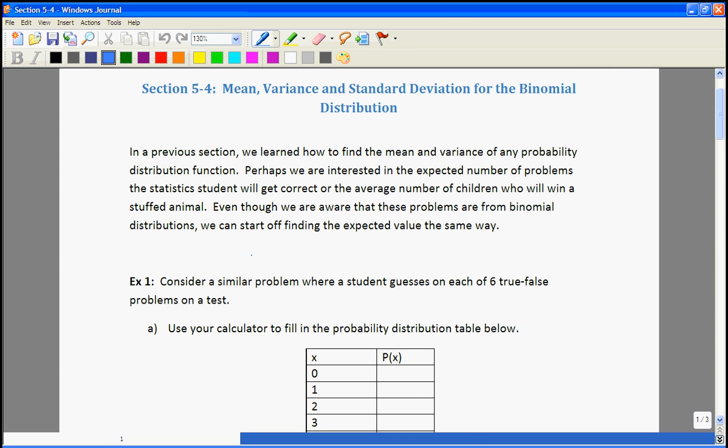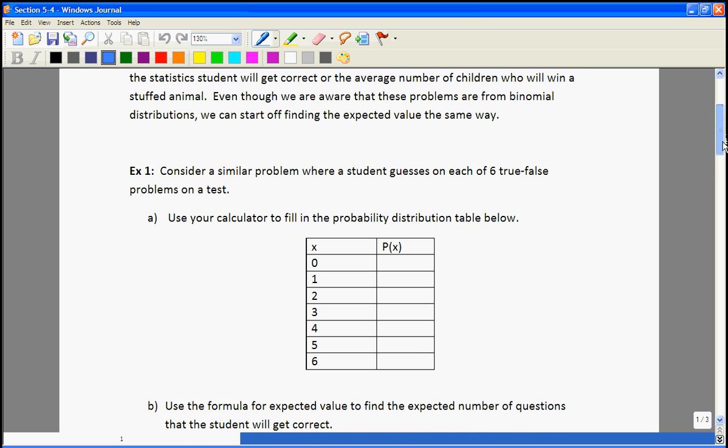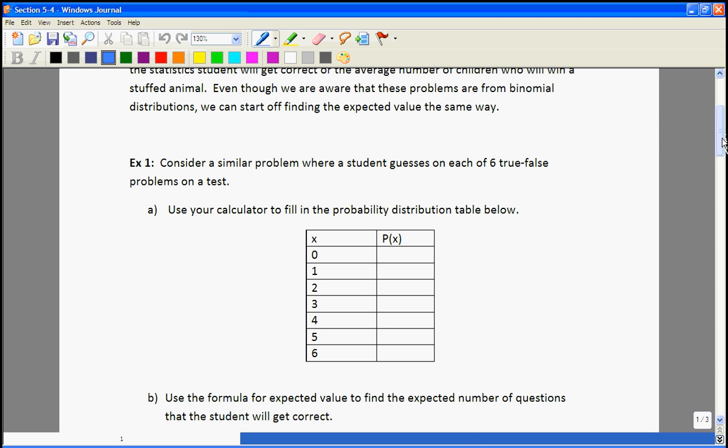Well, perhaps we're interested in the expected number of problems the statistics student will get correct, or the average number of children who will win a stuffed animal. Even though we are aware that these problems are from binomial distributions, we can start off finding the expected value the same way. So consider a problem where a student guesses on each of 6 true-false problems on the test. So I'm reducing it down from the 12 that we saw originally. So we're just going to assume there's 6 true-false problems on the test.